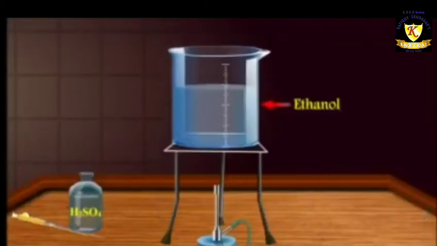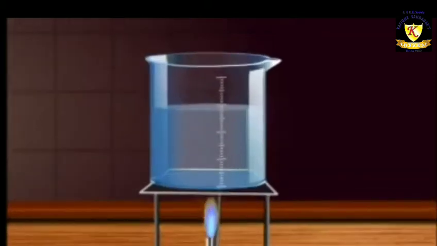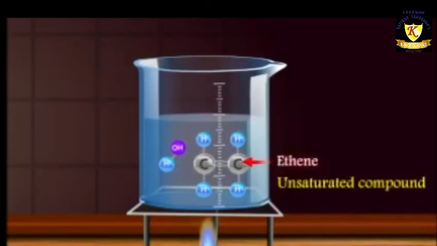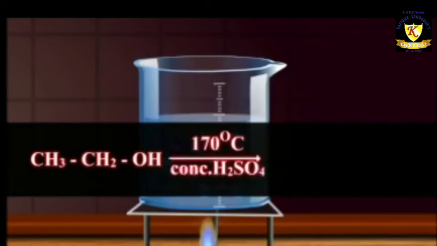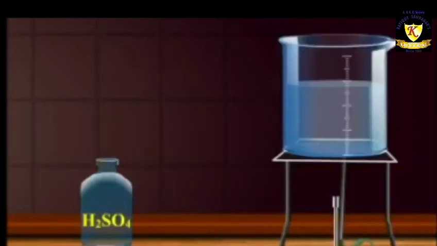Let's move ahead now. When ethanol is heated at the temperature 170 degrees Celsius with excess amount of concentrated sulfuric acid, one molecule of water is removed from its molecule to form ethene, an unsaturated compound. CH3CH2OH in the presence of concentrated sulfuric acid at 170 degrees Celsius gives CH2=CH2, that is ethene, plus H2O. Here the concentrated sulfuric acid acts as a dehydrating agent. Okay?